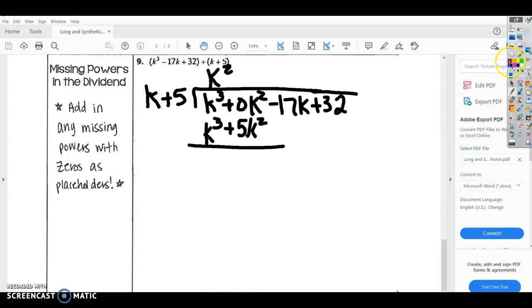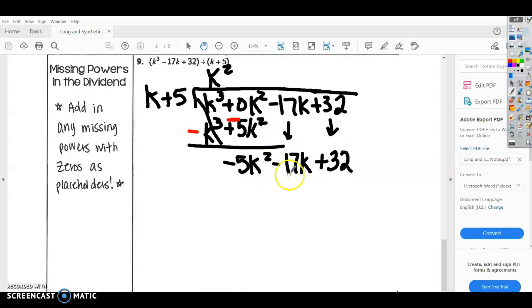Alright, now we need to subtract. We subtract all the way across this. So subtract here and subtract here as well. Alright, this one's going to cancel. 0k minus 5k is minus 5k squared. Bring down the other terms, and that way we have everything on this row that we need.